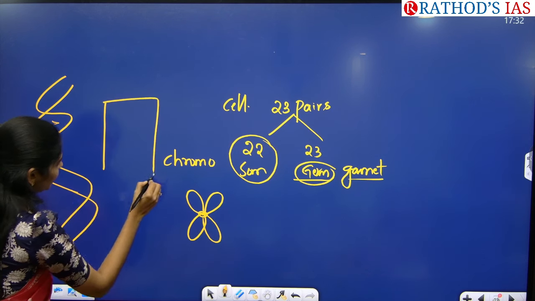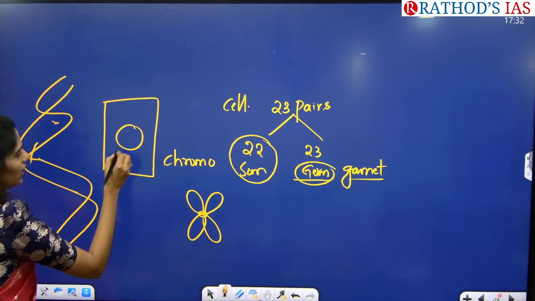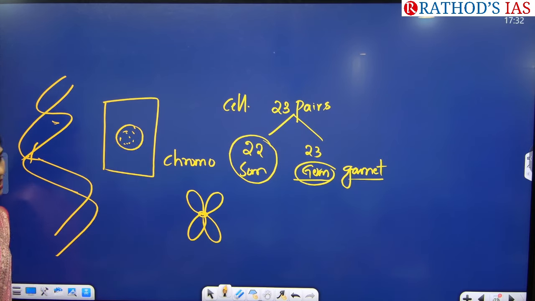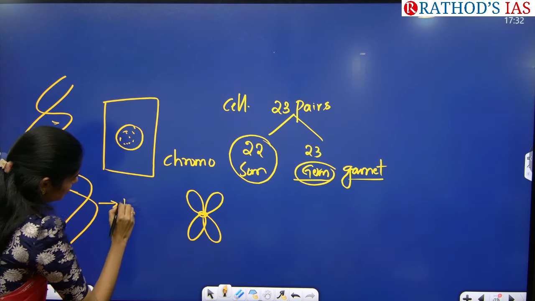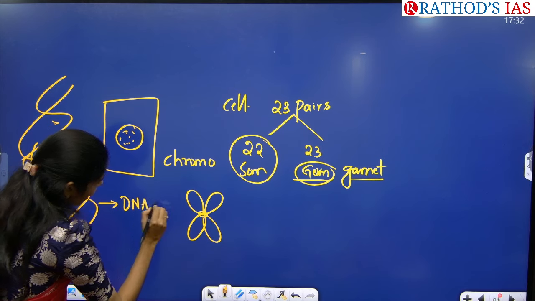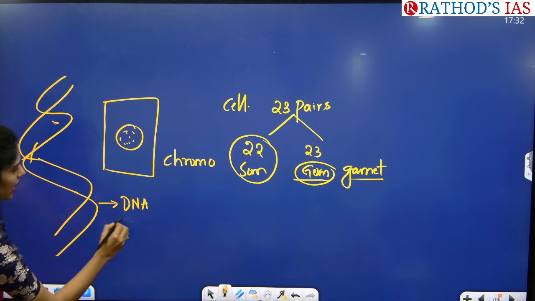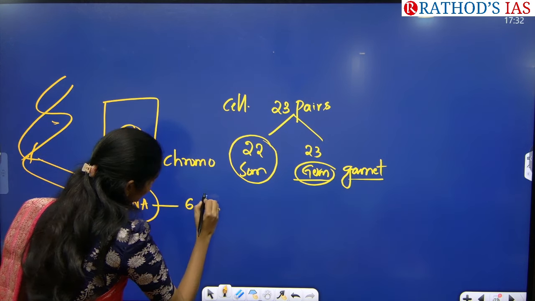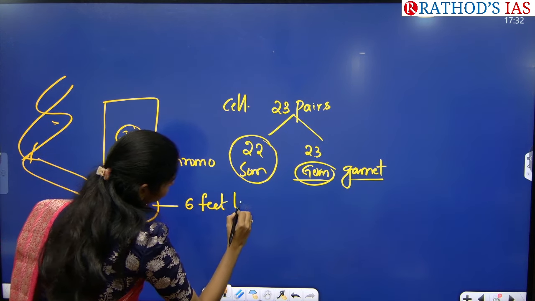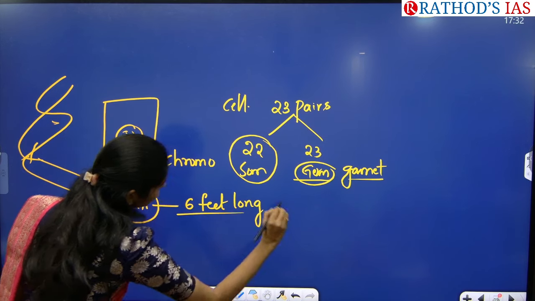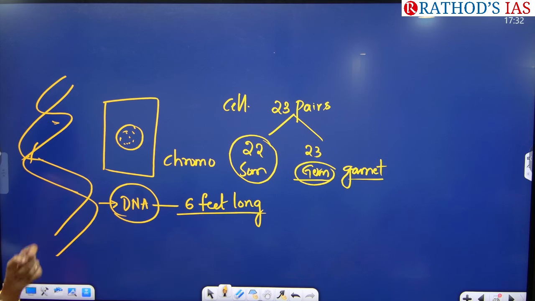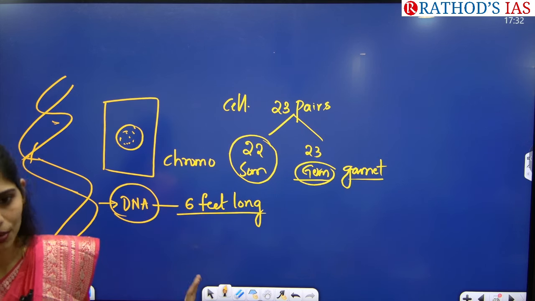We have a cell, inside the cell we have a nucleus. In this nucleus we will be having these chromosomes. So as I said, DNA is a genetic material, right? This DNA is 6 feet long. A single DNA is 6 feet long, which will be having coding of your genes in your body.